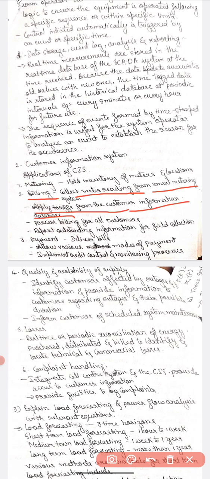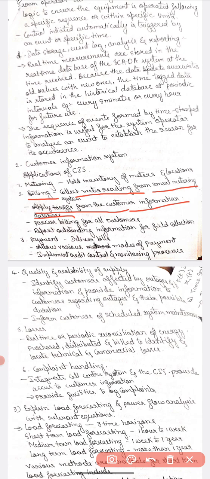Next, payment: deliver bill, allow various modes of payment, implement credit control and monitoring process. So payment methods are also important. Nowadays we are using PhonePe or Google Pay, right? So the electricity bill we are paying online through UPI. The payment method delivers bills and allows various modes of payment, either through check or UPI or online transaction. The various modes of payment should be allowed, and implement credit control and monitoring process.